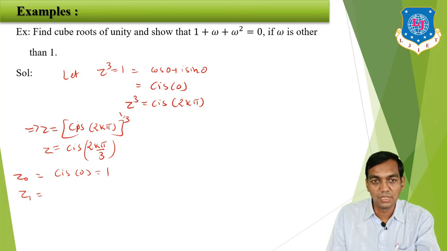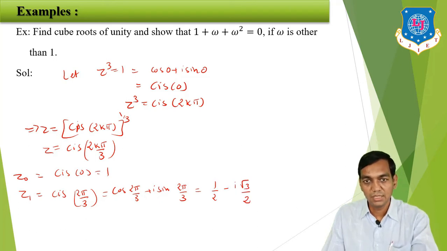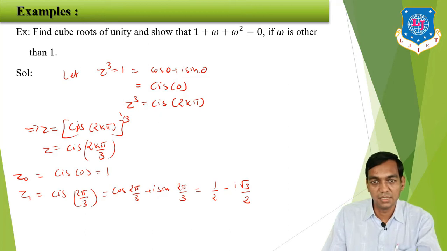Z1 is cis 2 pi by 3, and that will be cos 2 pi by 3 plus i sin 2 pi by 3. So cos 2 pi by 3 has a value minus 1 upon 2, and sin 2 pi by 3 has a value root 3 by 2. Okay, so you will have this, and I am going to say this is omega.